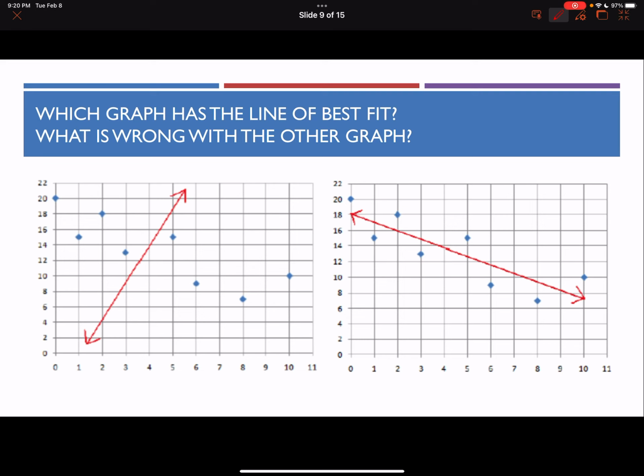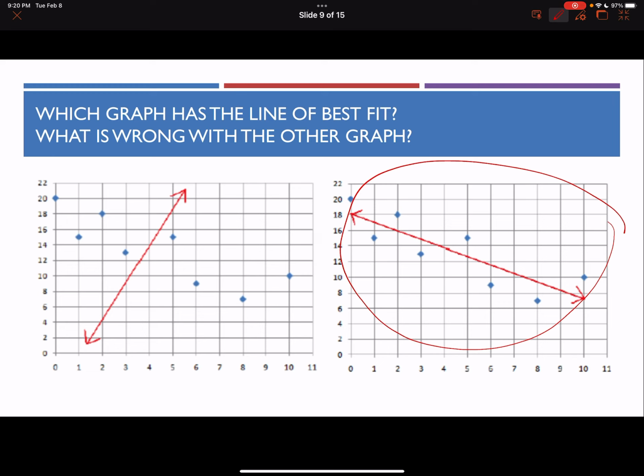So which graph has the line of best fit, the one on the left or the one on the right? If you look closely, the blue points in both graphs are the same. These are both the same scatter plots, but what's the line of best fit? What's the line that goes through the middle of the points? Hopefully you can tell it's this one here. The question is, what's wrong with the other graph?